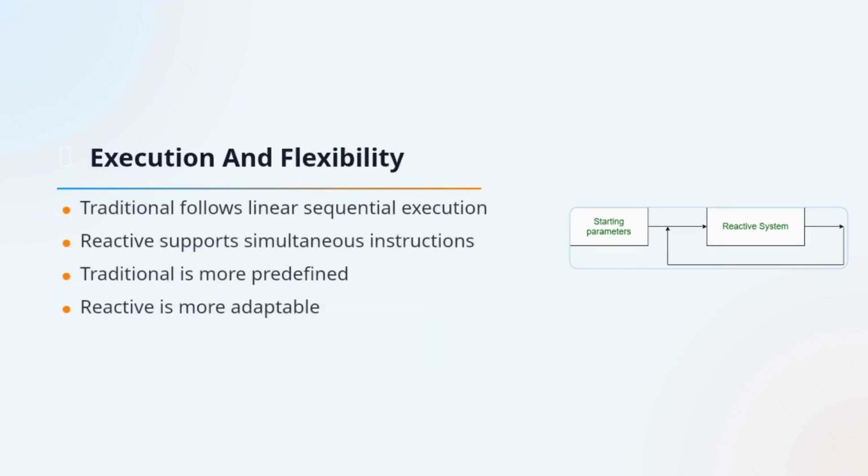Traditional systems usually process instructions one after another in a linear path. Reactive systems can handle multiple instructions or activities at the same time, which helps resource usage and responsiveness. Traditional systems are usually designed for a fixed purpose and fixed behavior. Reactive systems are more flexible and can adapt better to changing conditions. Now that we understand the direct comparison, the full difference between the two systems is clear.